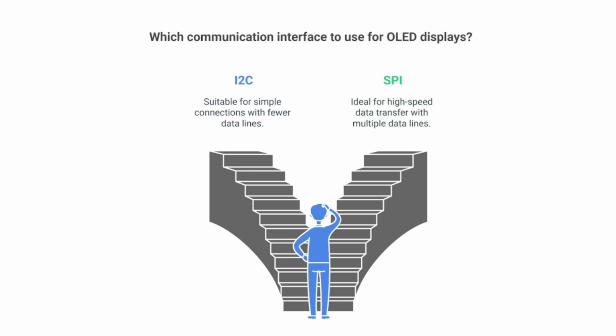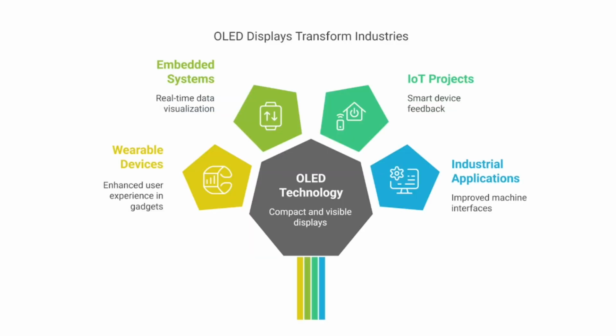So these are the applications of OLED display. They're commonly used in various projects and industry due to their compact size and high visibility. Some typical applications include wearable devices, which include smartwatches, fitness trackers, and health monitoring systems. Embedded systems for displaying sensor data, system status, or real-time monitoring. It can be used in IoT projects, providing feedback on smart devices such as home automation panels. Industrial applications include machine interfaces, diagnostics, and error reporting.